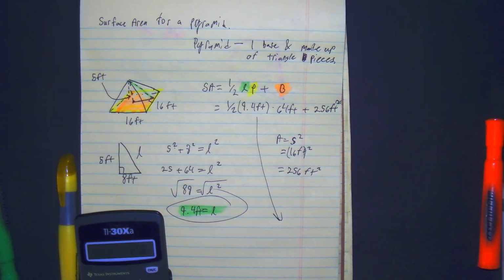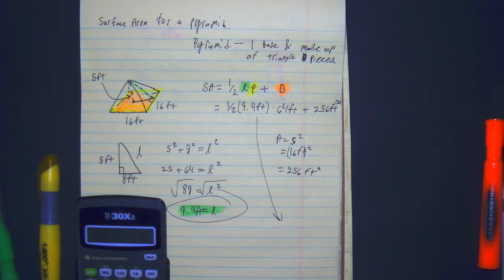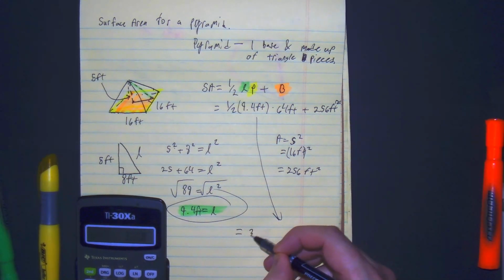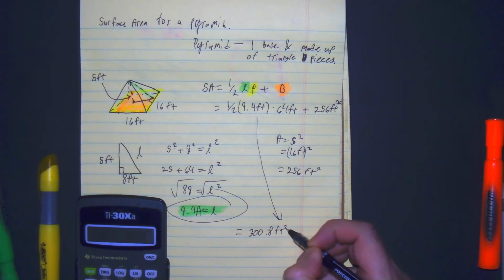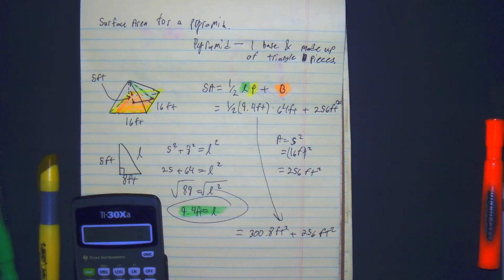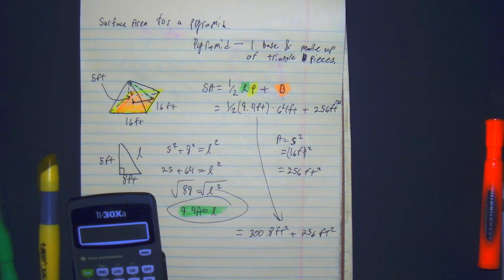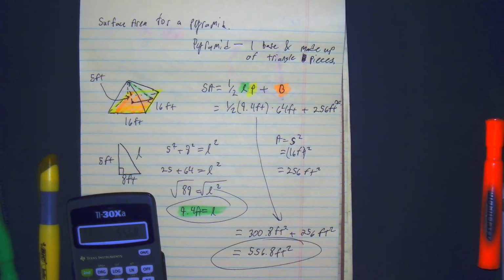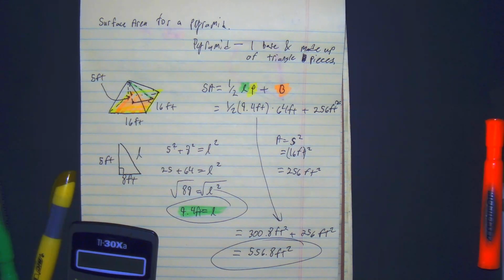And then finally I'll put this down. 9.4 times 0.5 times 64. We get right here, this is equal to 300.8 feet squared plus 256 feet squared. Just to double check, 0.5 times 9.4 times 64, yep, plus 256. So we get the surface area would be 556.8 feet squared. All right.